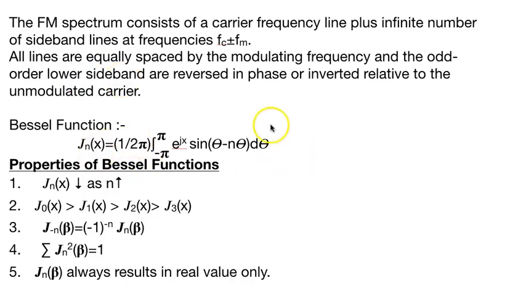Now the Bessel function is 1 upon 2 pi, integral from minus pi to pi of e to the power j x sin theta minus n theta, d theta. These are very important properties of the Bessel function. As the number n increases, Jn x decreases. That means J naught x has the maximum value. I have already talked about how to convert from a negative n value to a positive n value. The sum of Jn squared beta is 1. Jn beta always results in a real value.